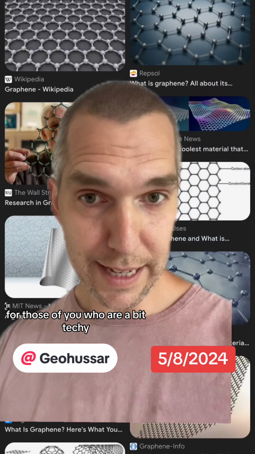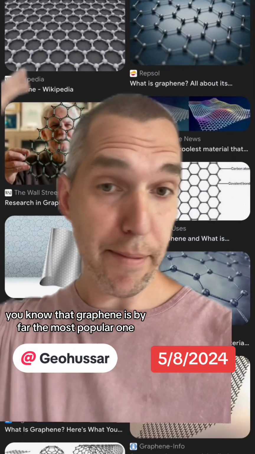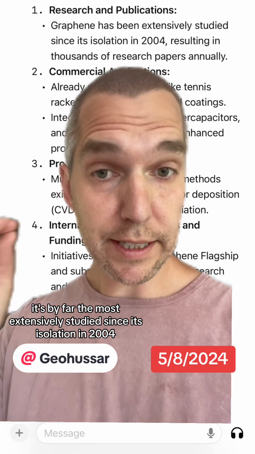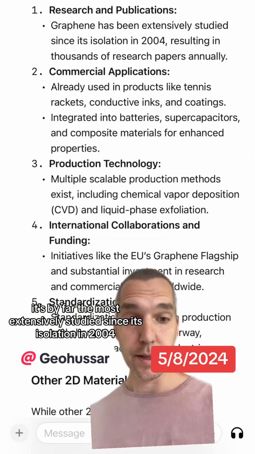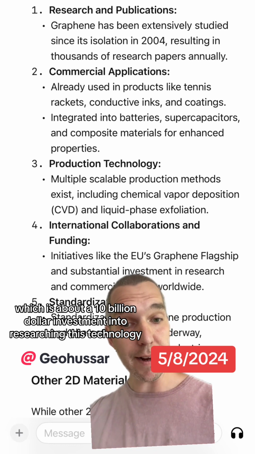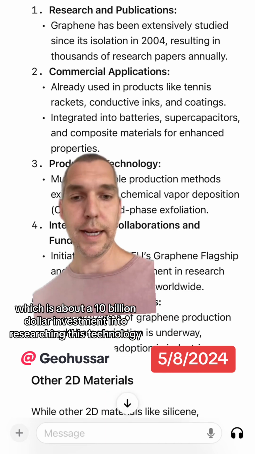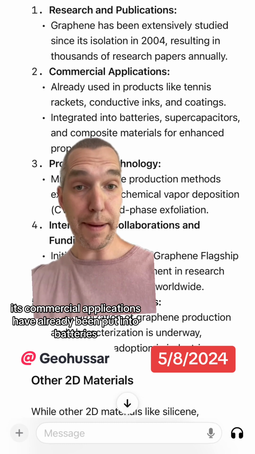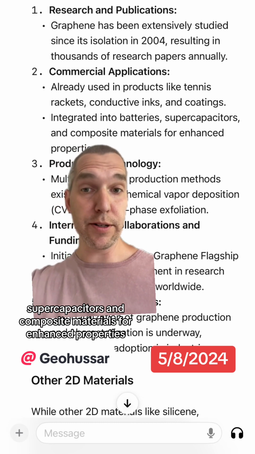For those of you who are a bit techie, you know that graphene is by far the most popular one. It's by far the most extensively studied since its isolation in 2004. The European Union has set up the EU graphene flagship, which is about a $10 billion investment into researching this technology. Its commercial applications have already been put into batteries, supercapacitors, and composite materials for enhanced properties.